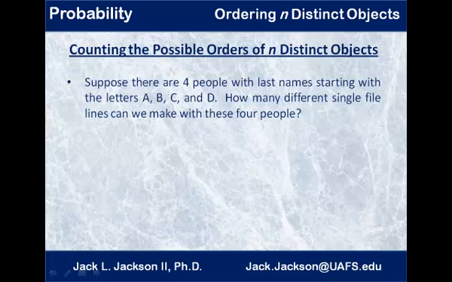So let's look at an example here to start with. Suppose there are 4 people with last names starting with the letters A, B, C, and D. How many different single file lines can we make with these 4 people? See if you can figure that out. Go ahead and do that now. Press pause.